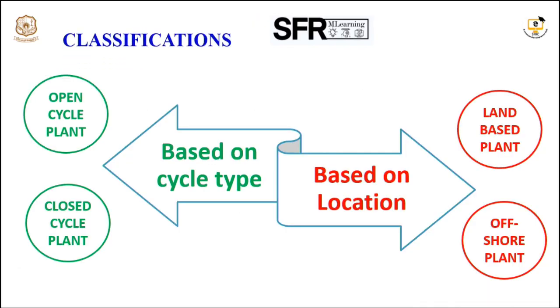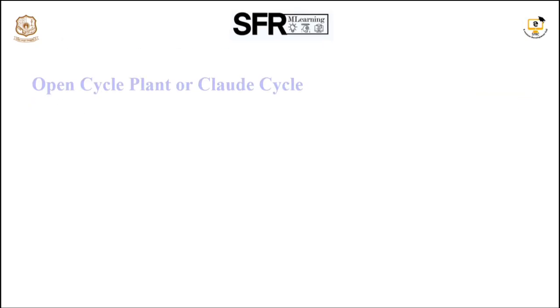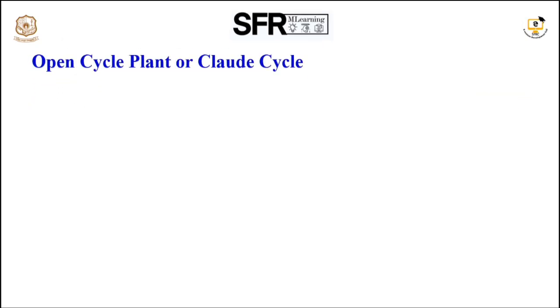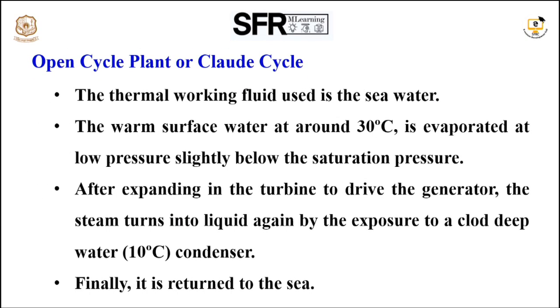The next one is the classifications of OTEC. One is based on the cycle type, another is based on the location. Based on the cycle type, there are two types: one is the open cycle plant, another is the closed cycle plant. Based on the location, there is a land-based plant and another is an offshore plant. So let's see briefly about the open and closed cycle systems. Here the open cycle system is also known as the cloud cycle.